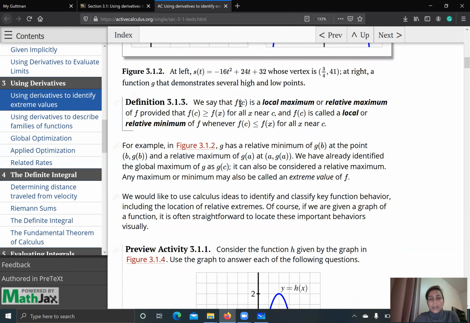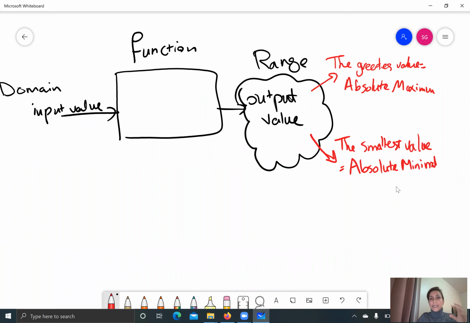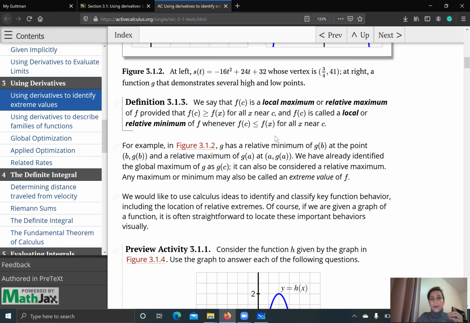Now, another extreme value that we like to study is called local max and min, or also relative max and min. I oftentimes go by local. What does it mean? It means that at those points, you don't have the greatest output value, or you don't have the smallest output value. Instead, around their neighborhood, if you look at them in a local neighborhood, they are the maximum or they are the minimum.